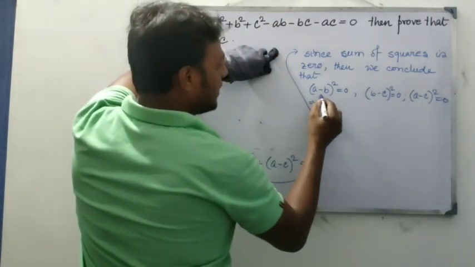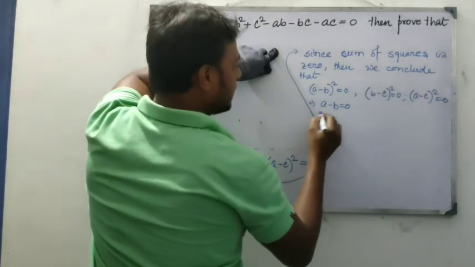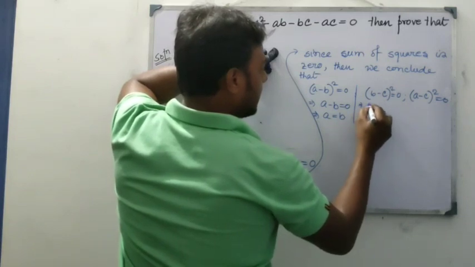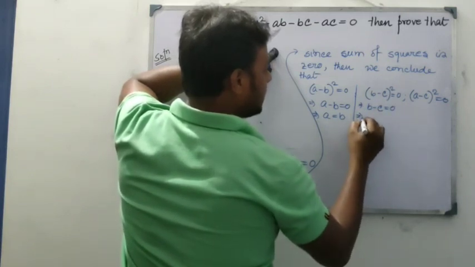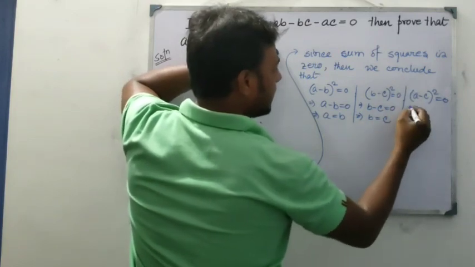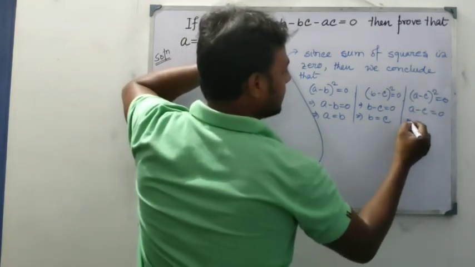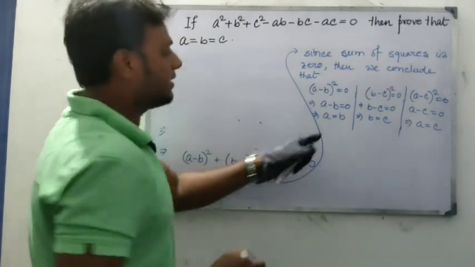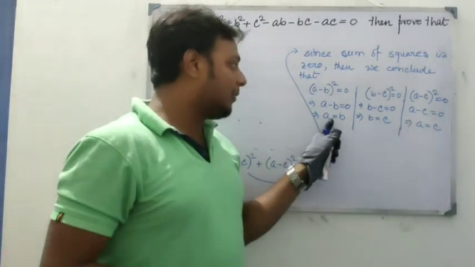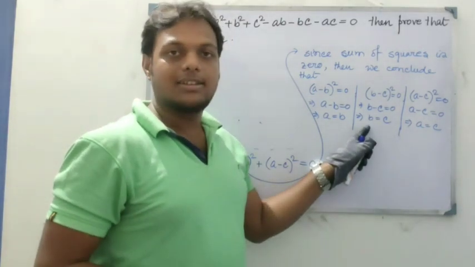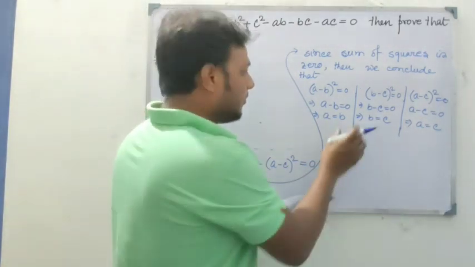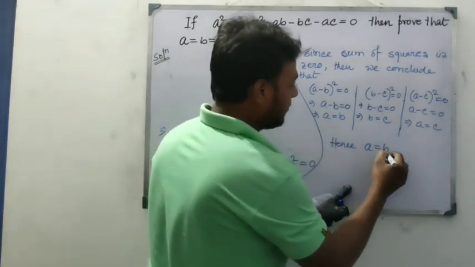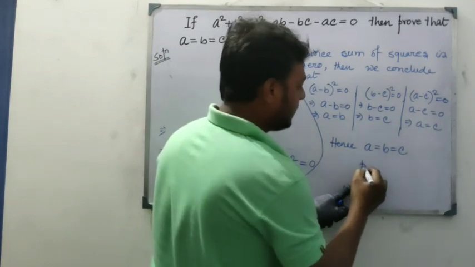So if we solve it, then a minus b whole square 0 means a minus b equals to 0, implies that a equals to b. This is the first part. And b minus c whole square 0 means b minus c equals to 0. That means b equals to c. This is second part. And a minus c equals to 0 for this one, and a equals to c. So now observe properly this result. The first result says that a must be equal to b, and second result says b equals to c. So by chain we can say that a equals to b equals to c. So this completes the proof.